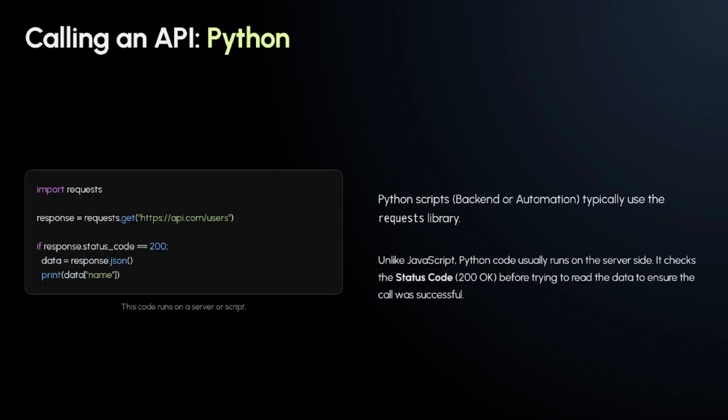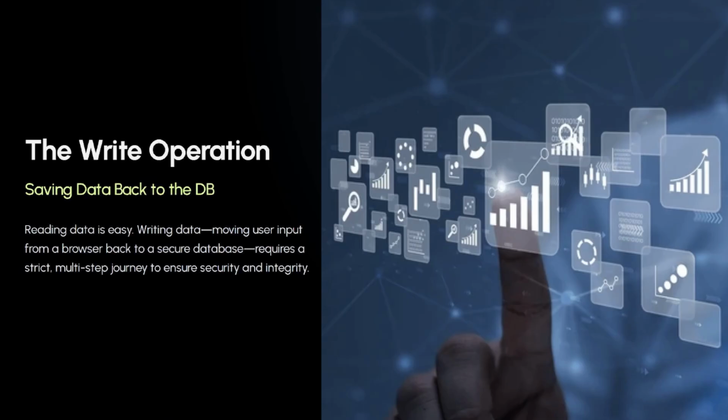Now, if we're on the back end or running an automation script, we typically use Python. Python uses a library called requests. The logic is similar, but the explicit check is status_code equaling 200. 200 actually means success in web terms. We basically say attempt to get the data, and if the server replies with success, then you open the data. This prevents our script from crashing if the internet goes down or the server is offline. But next we have the write operation.